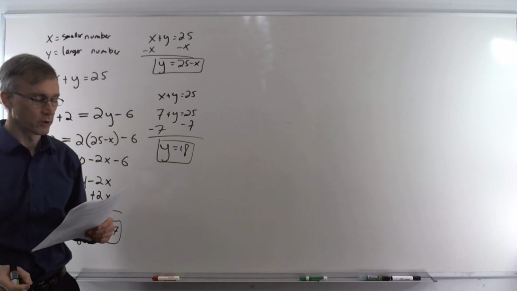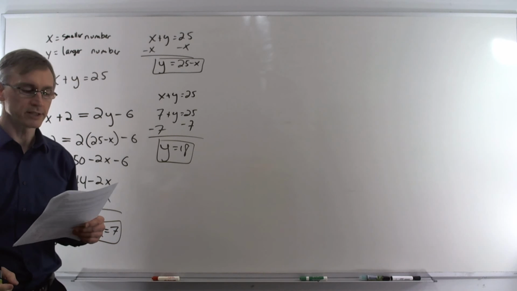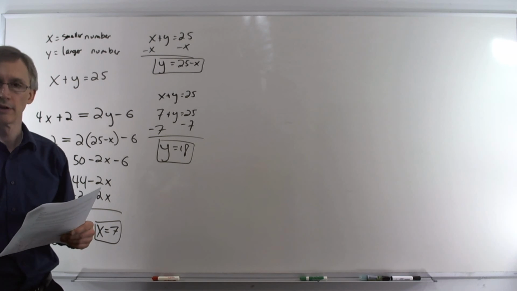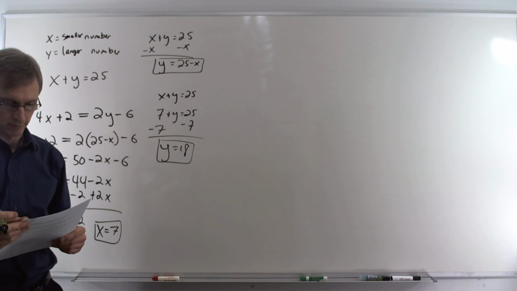Your turn. 3 times the largest of 3 consecutive integers is 10 more than the sum of the other two. Find the three integers.